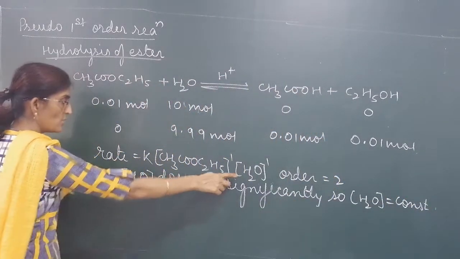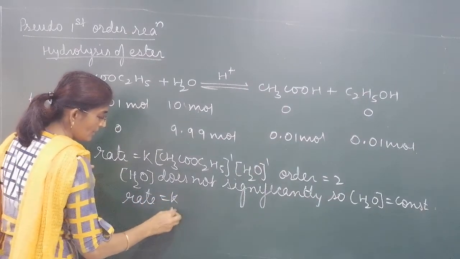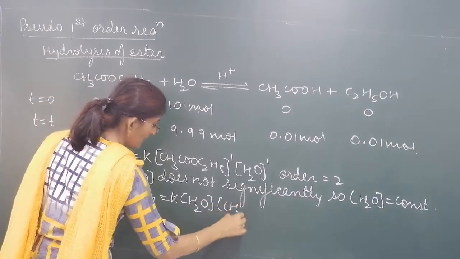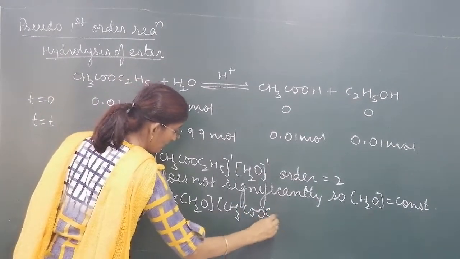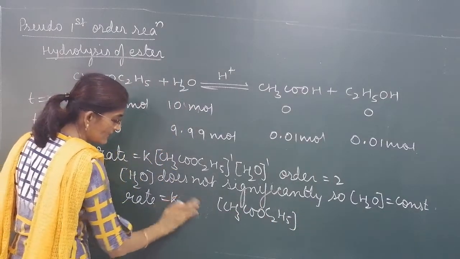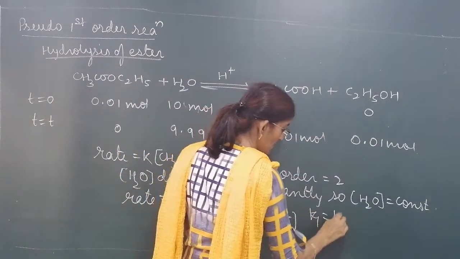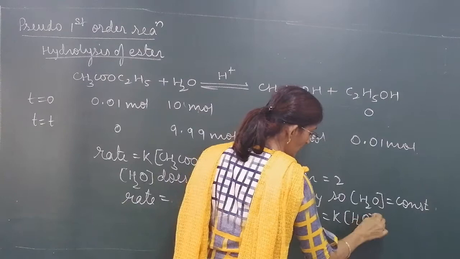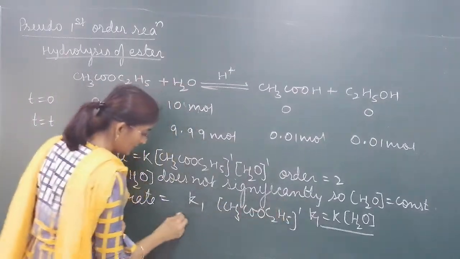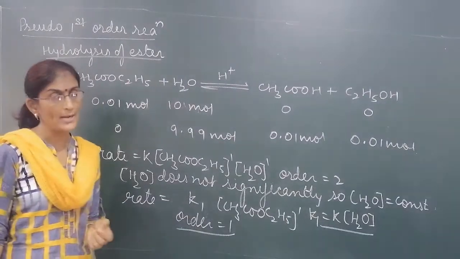If we take this water as constant, differential rate law becomes rate equals K, concentration of water into concentration of CH3COOC2H5. Suppose we write this constant as K1. What is K1? Here K1 is constant K and concentration of water H2O. Now the order of this reaction is 1. So such reactions are called pseudo first order reaction.